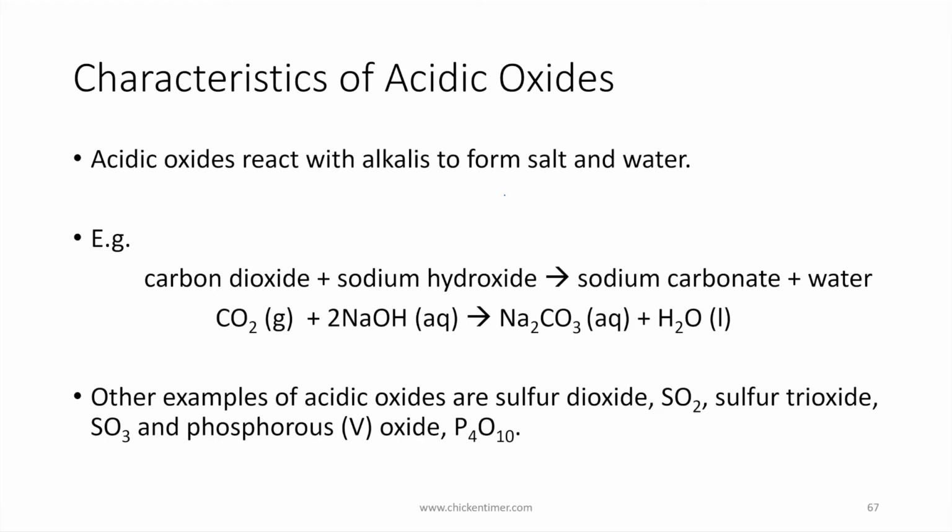Acidic oxides, they will react with alkalis to form salt and water. So then becomes a bunch of equations again. So carbon dioxide plus sodium hydroxide will give you sodium carbonate and water. So this is just to tell you that acidic oxides, they react with bases and alkalis. So you have other acidic oxides, which is sulfur dioxide, sulfur trioxide, phosphorus pentoxide. They are all non-metal oxides.